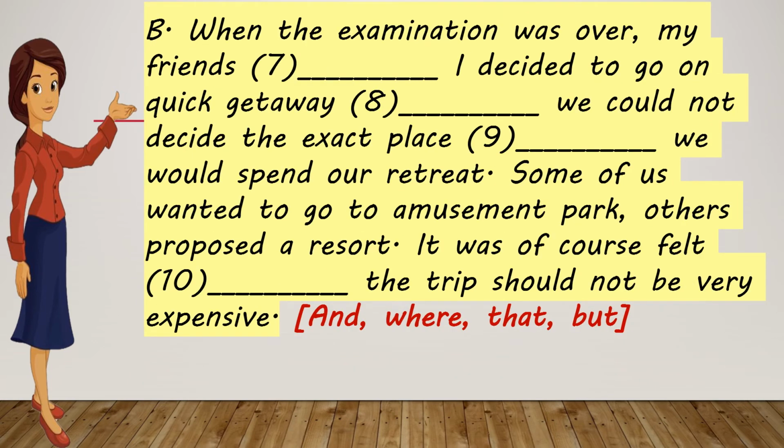When the examination was over, my friends blank, I decided to go on a quick getaway. Blank, we did not decide the exact place. Blank, we should spend our retreat. Some of us wanted to go to an amusement park, others proposed a resort. It was of course felt blank the trip should not be very expensive. So here are the choices that you are going to write on the blanks: and, where, that, and what.